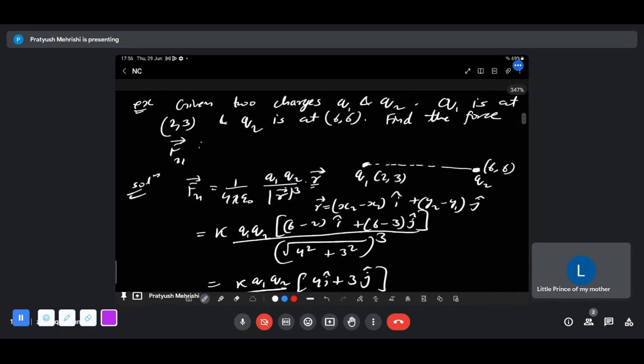We know that force is K Q1 Q2 upon R square. In vector form we wrote it. K Q1 Q2 we took common and we will multiply all of these. So what do we get? We will get upper limit minus lower limit.